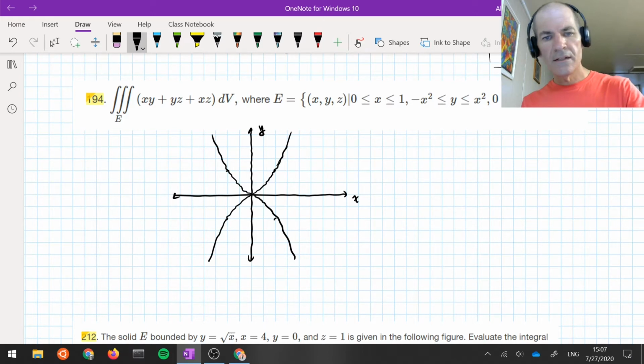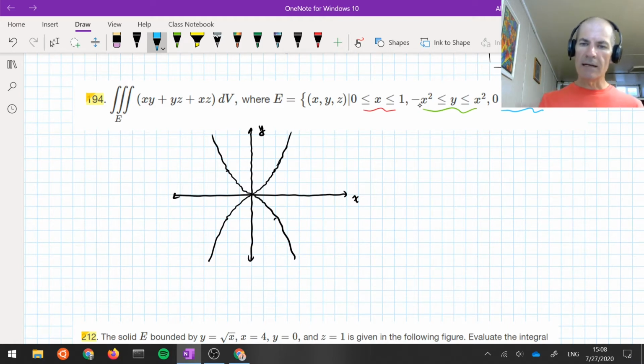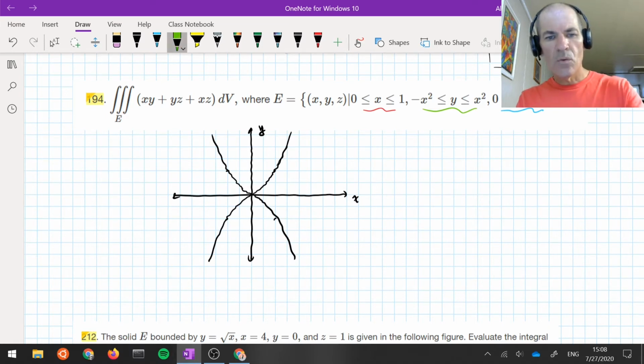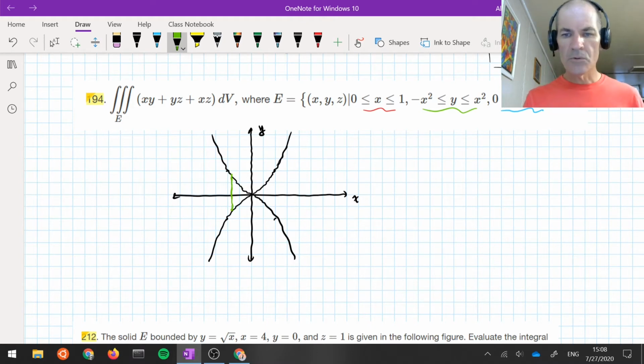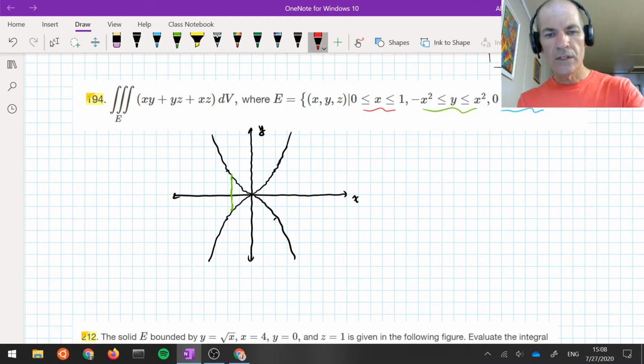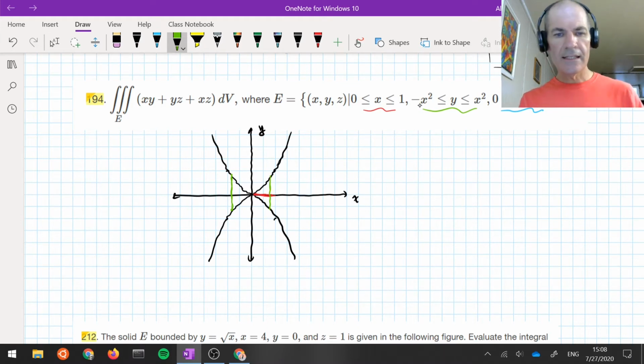So another thing that I'm going to do is I'm going to introduce some color coding. X is red, Y is going to be green, and Z is going to be blue. This is consistent with the GeoGebra axes, if you'll remember those. All right, so what we see is in the Y direction, we're moving from the lower parabola to the upper parabola. That's what we're always doing. On the other hand, we've got x between 0 and 1. So we're only doing this along this line segment right here. So generically, we're looking at something like this.